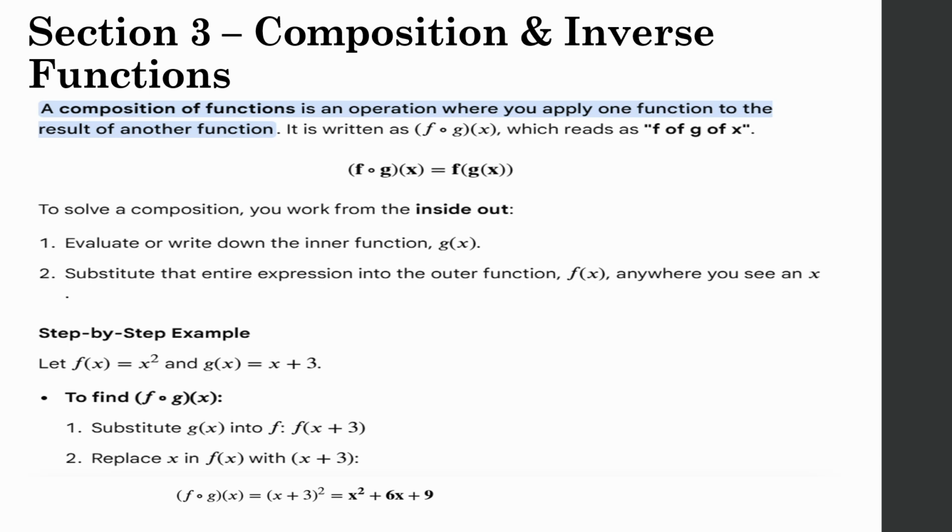Step by step example. Let's say f of x equal to x squared and g of x equal to x plus 3. To find f of g of x, substitute g of x with x plus 3, that is f of x plus 3. Replace x in f of x with x plus 3. That will give you x squared plus 6x plus 9.